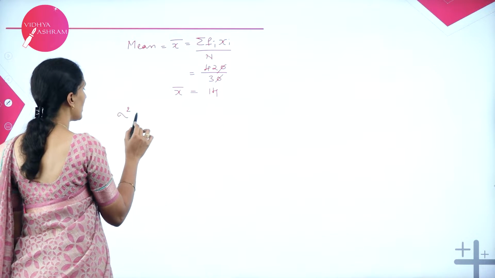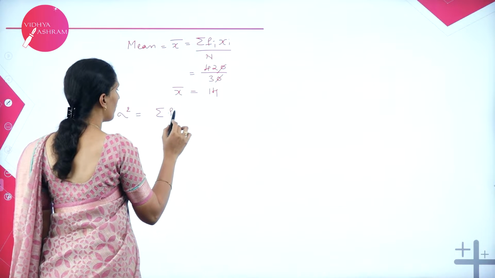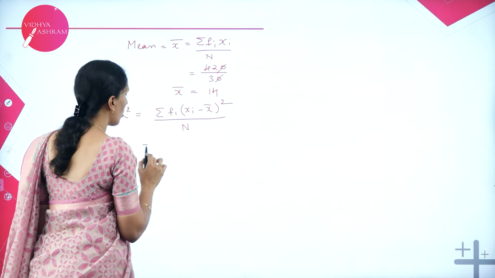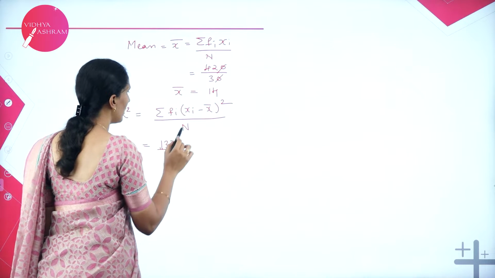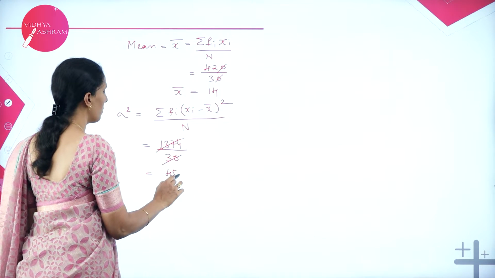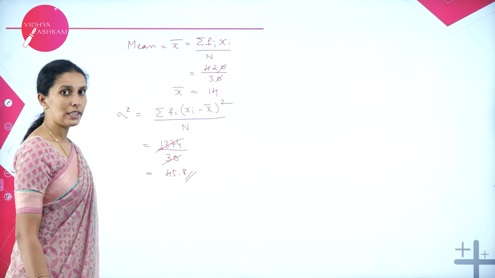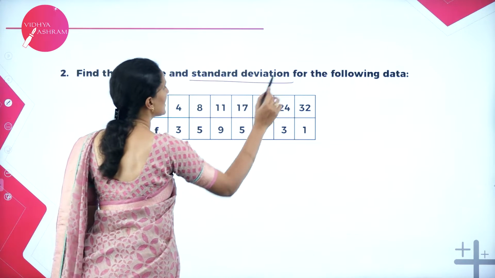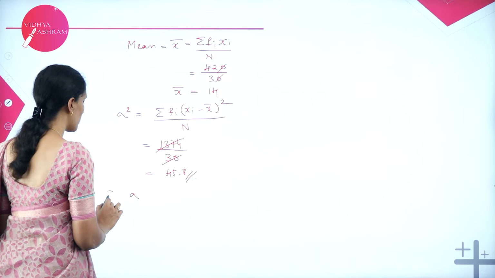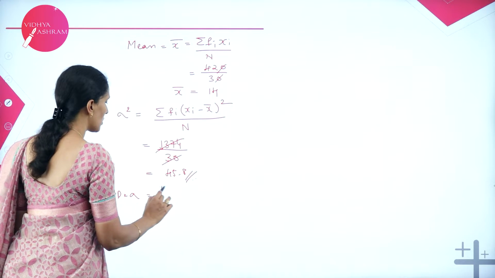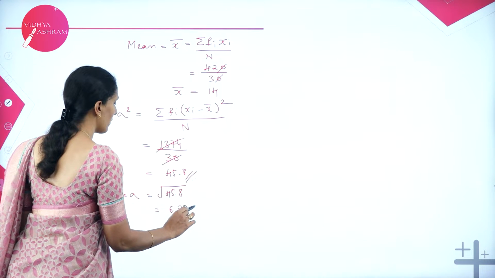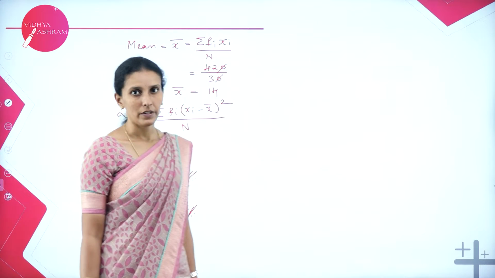So variance, which we write as sigma square, is summation fi xi minus x bar whole square divided by n. So we got 1374 divided by n, whose value is 30. When you cancel it, you will get the value as 45.8. So this is the variance of the given data. They have also asked you to find the standard deviation. So for the standard deviation, we have to take the square root of this. Sigma, which we call the standard deviation, is the square root of 45.8. So the value will be equal to 6.77. So this is the standard deviation.